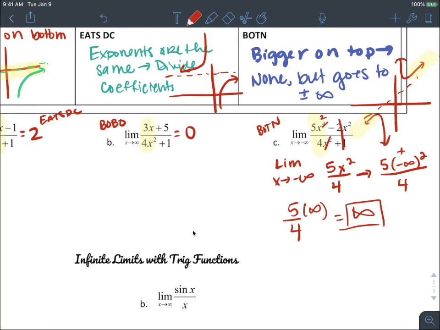One important thing to remember is that because the values are bigger on top, we get slant asymptotes, which means the y values are either going to go to positive or negative infinity.